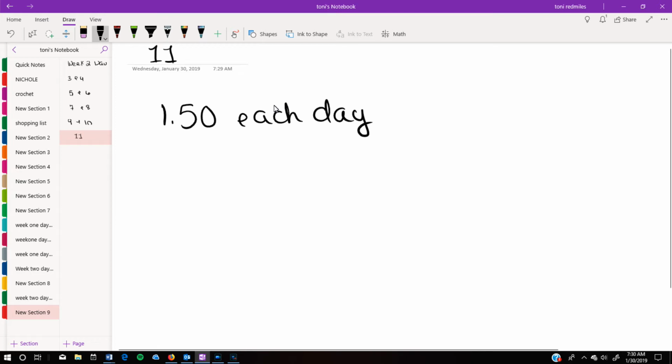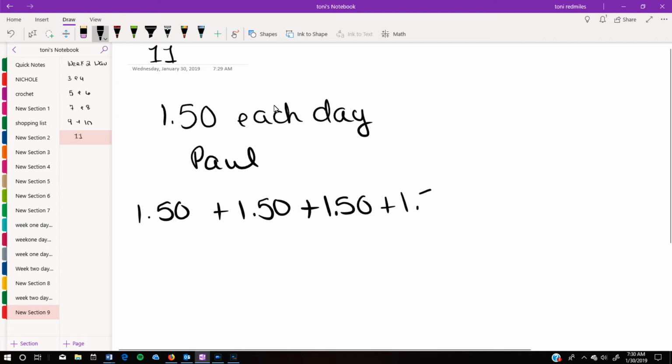so we have two people. Paul did addition. So what he did is he said, I'm going to commute 5 days. Doesn't matter how many days you make it. Okay, just pick a number to test it out. 1, 2, 3, 4, 5. Okay, and if I add all these up, I have 7.50 for the week.